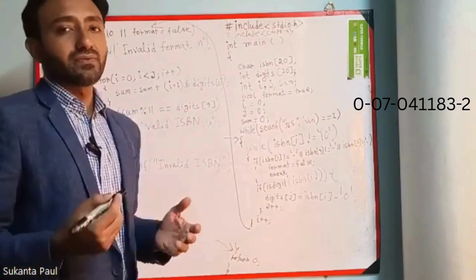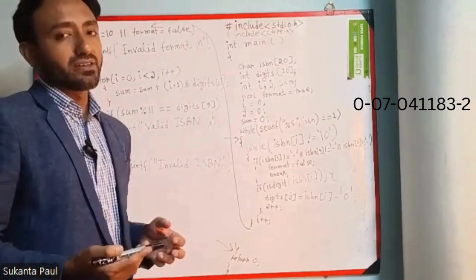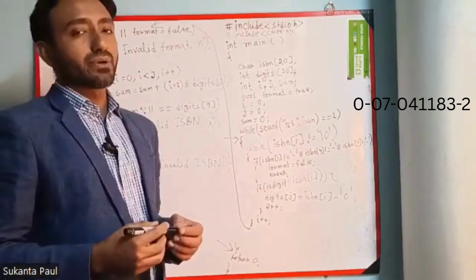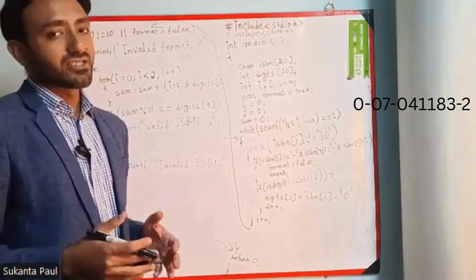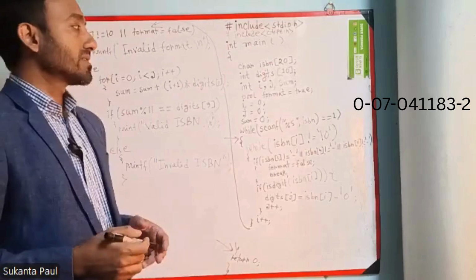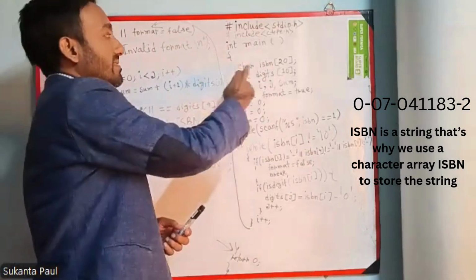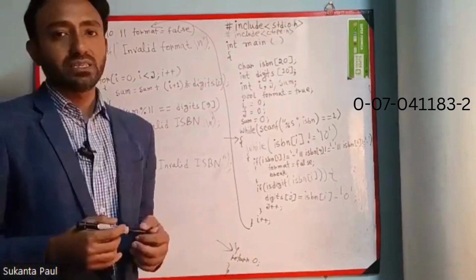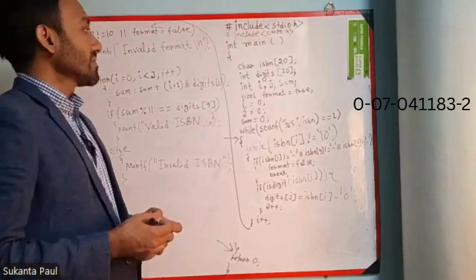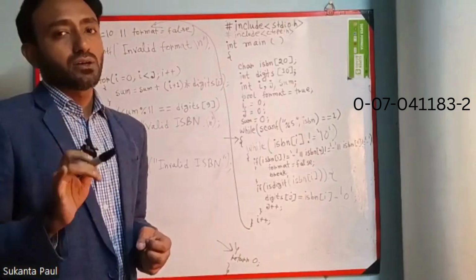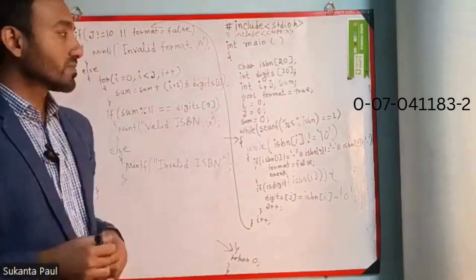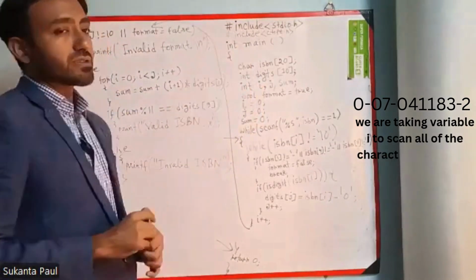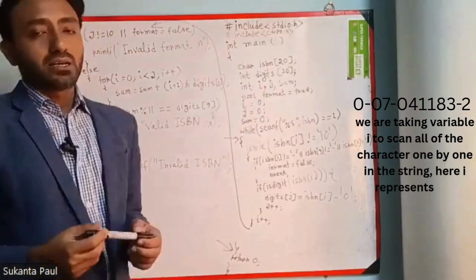We need to determine how many variables we need to declare, what they are, and what type of variable we need. Here we see that our ISBN number is a string. For that reason, we are taking a character array: char isbn[20]. The maximum length of the ISBN can be 20. Then we need to scan all of the characters of the ISBN. That's why we need an integer variable i, which represents the position in the ISBN.